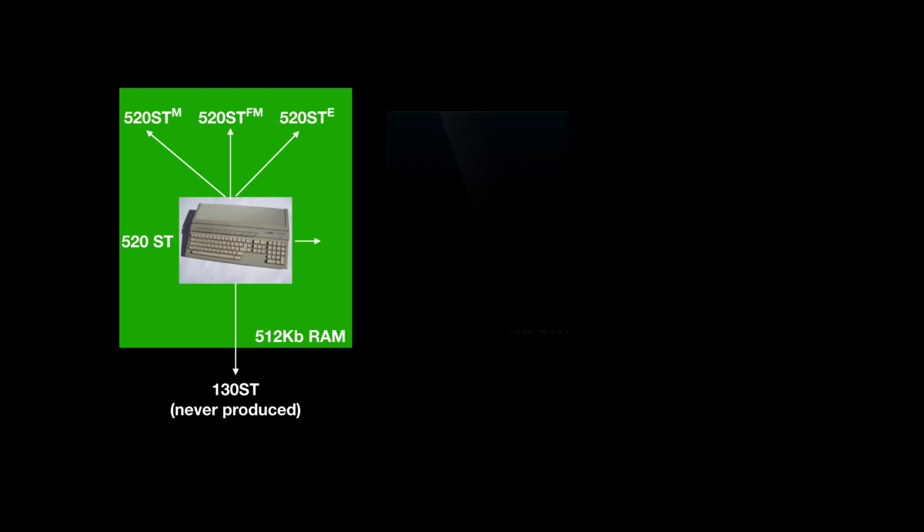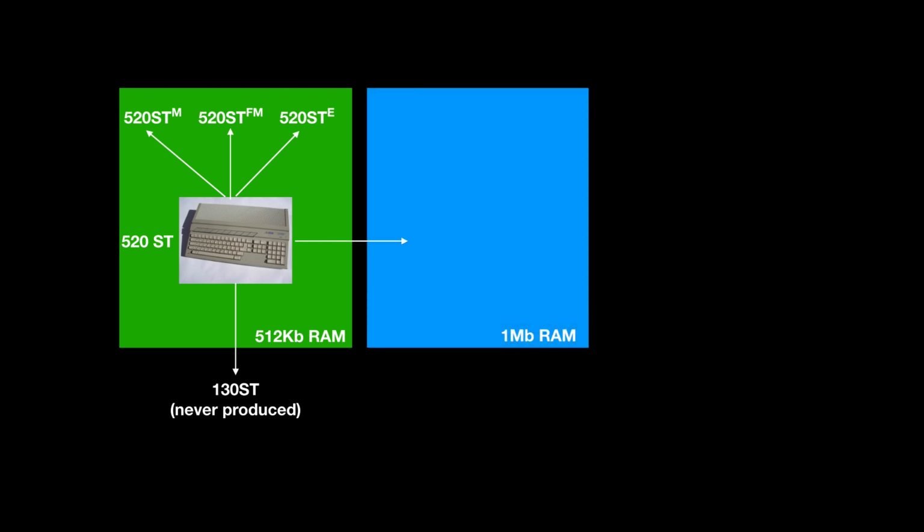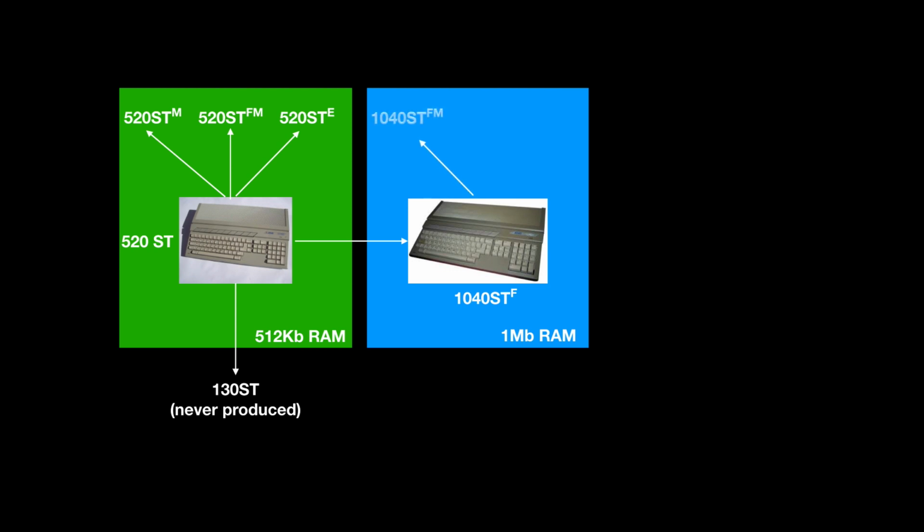Then let's move on to the 1 megabyte RAM versions. The chief of those obviously was the 1040 STF, which is basically the 520 STFM, but with just more memory and a double-sided floppy drive that was inside the case. There were two subversions of this one. First one was the STFM, which basically means it has the built-in TV modulator, and the STE, which is the enhanced version, similar to the 520. In fact, it's identical to the 520 STE, just that it has 1 megabyte of RAM.